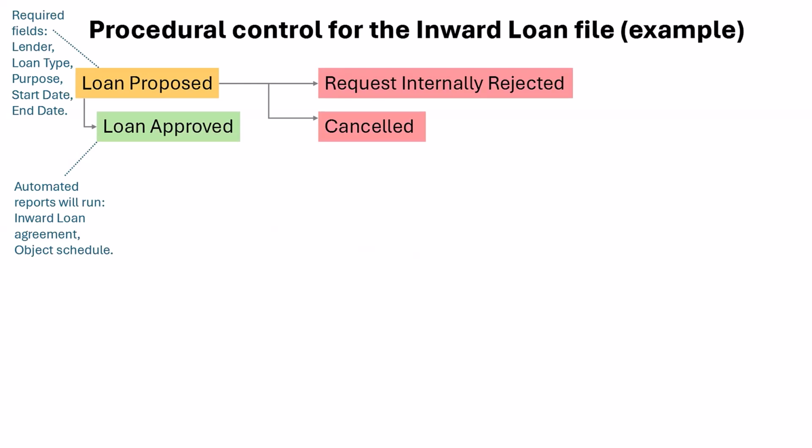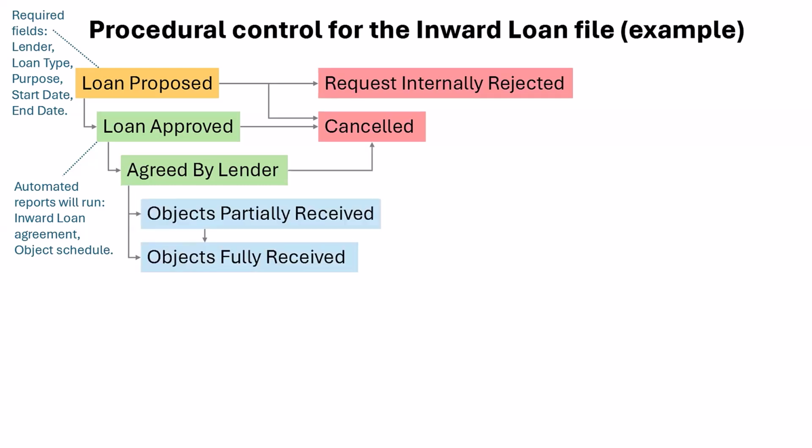If the record is saved with an approved status, some automated reports will run as soon as it's saved with that status: an inward loan agreement and an object schedule. These are two Word merge report templates that we've created and saved in the system, and they'll run immediately with the data from the inward loan file and the object records. From there, the inward loan record could still be cancelled, or it could be agreed by the lender.